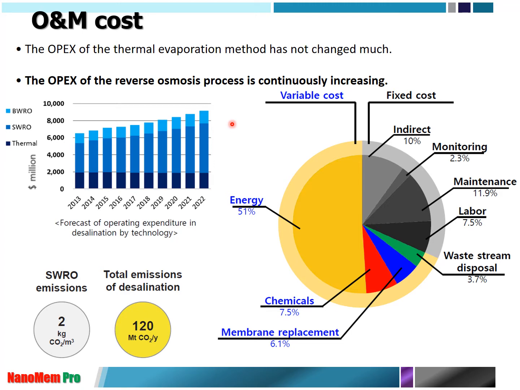Now let's see how we can separate the variable cost and the fixed cost. You can see the fixed cost includes indirect monitoring, maintenance, and labor cost, almost 30% of what the desalination process requires. And then the variable cost includes energy, chemicals, membrane replacement, and waste stream disposal, which is almost 70% of the portion. Among them, the energy cost is the largest, 51%. Therefore, we need energy efficient desalination.